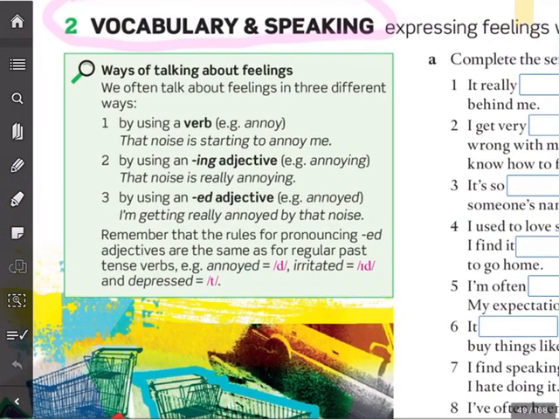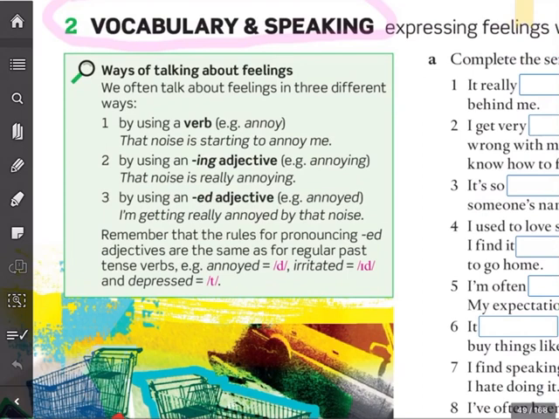Now, we know whenever we see one of these green boxes, we must pay attention, isn't that right? Now, ways of talking about feelings. So we often talk about feelings in 3 different ways. Number 1, by using a verb, for example, annoy. That noise is starting to annoy me.